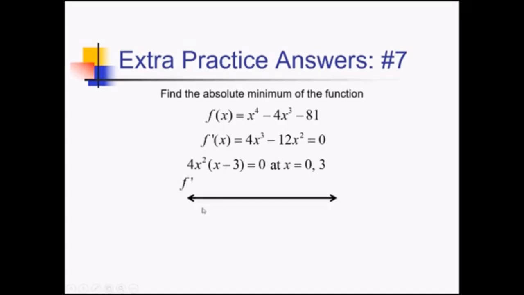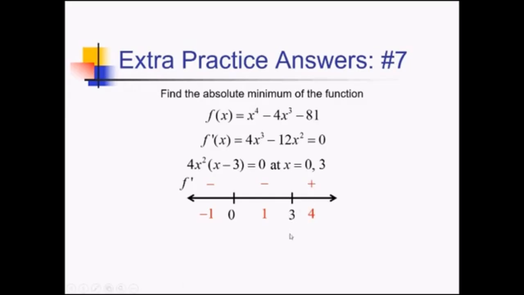So this is an f prime number line. I've got 0 and 3 on here. Let me test something to the left of 0, like -1. Now, doing my sign analysis, I'm going to use this factored version here. And this 4x squared I know is always going to come out positive because I'm squaring whatever I put in there. So really, it's just this x minus 3 that determines the sign of the whole derivative. So if I plug -1 in this parentheses, -1 minus 3 is a negative. Now something between 0 and 3, I think 1's pretty easy. 1 minus 3 is also negative. And then something bigger than 3, like 4, 4 minus 3 is a positive.